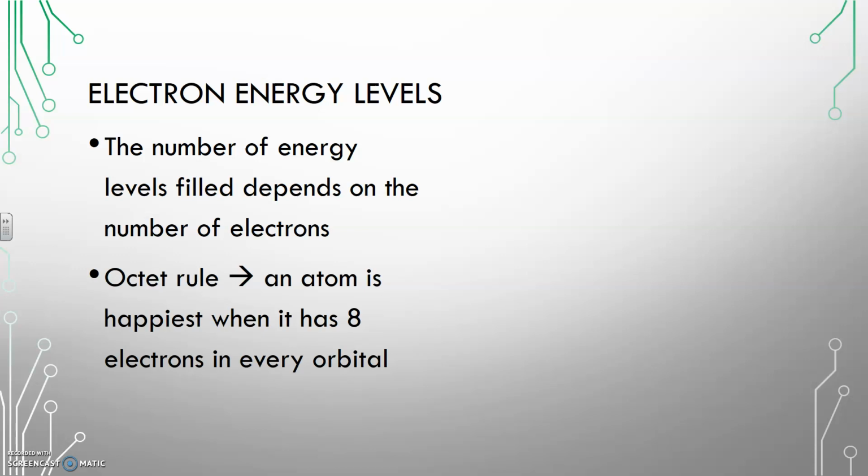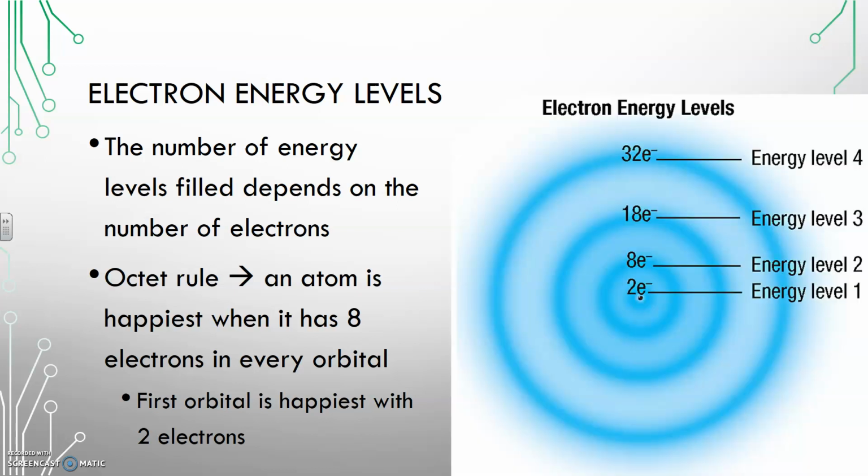But you do have what's known as the octet rule. An atom is happiest, most stable, most unreactive when it has 8 electrons in its outer orbital, which is the most important one. The first orbital is actually happiest, most stable with just 2 electrons, and we'll see why in just a little bit. So as you go up, you're going to have 2 electrons in your first energy level, and it will go up to 8 in the next, and so on and so forth.